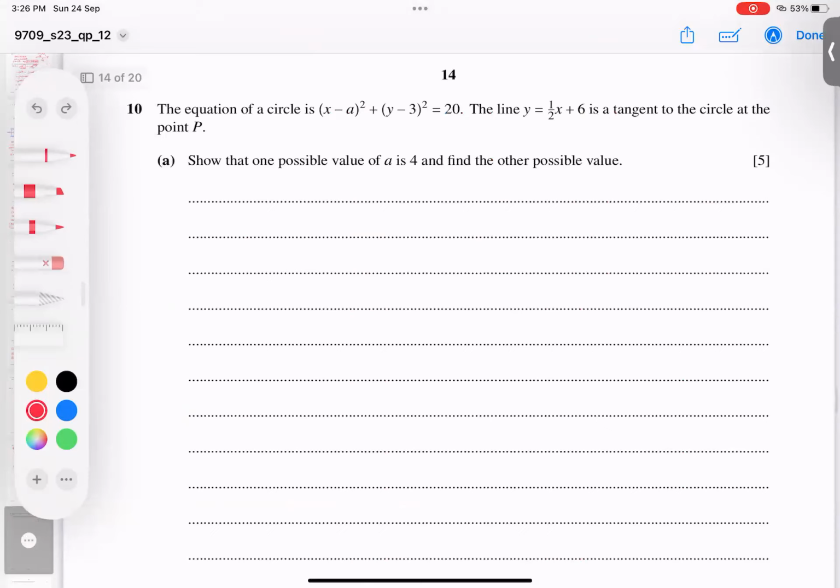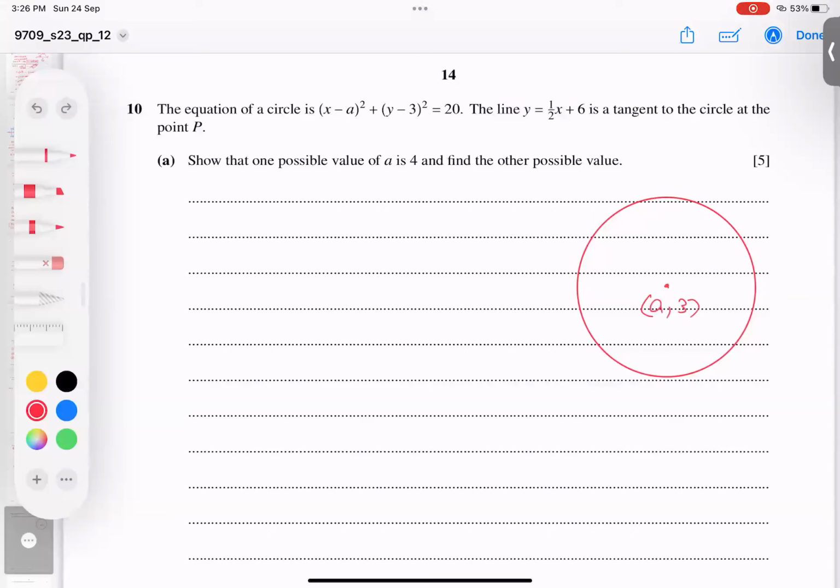Question number 10, the equation of a circle is given as this, a line is given as a tangent to the circle, all right, and a point P is mentioned. So show that one value of A is 4, and find the other one. I show you like this. This is the center, actually A and 3, because these numbers are the center only, and this is the gradient of the tangent.